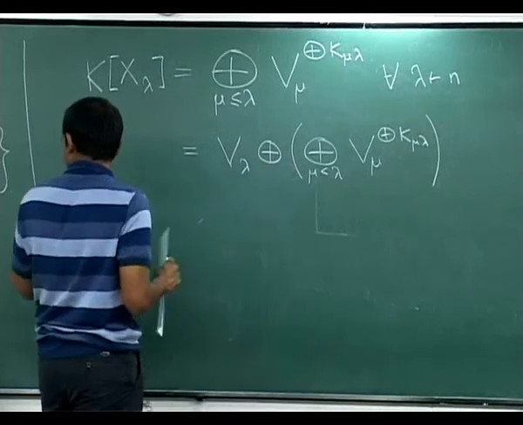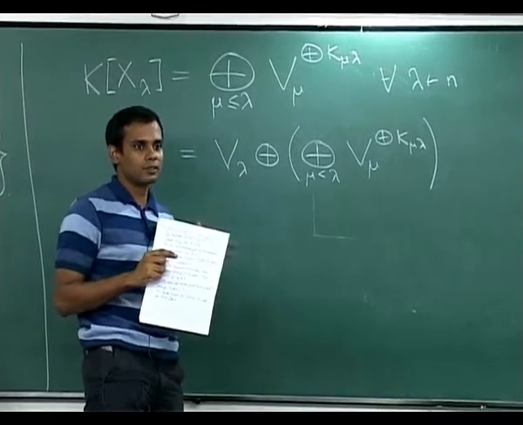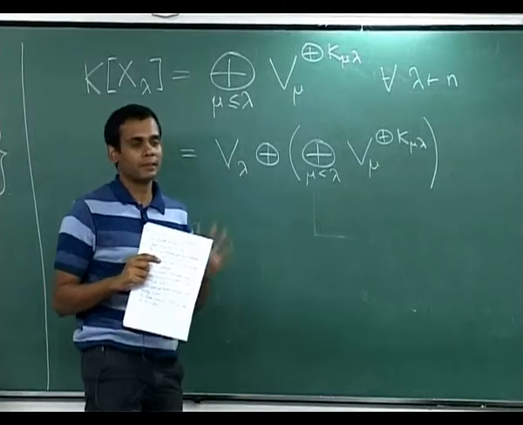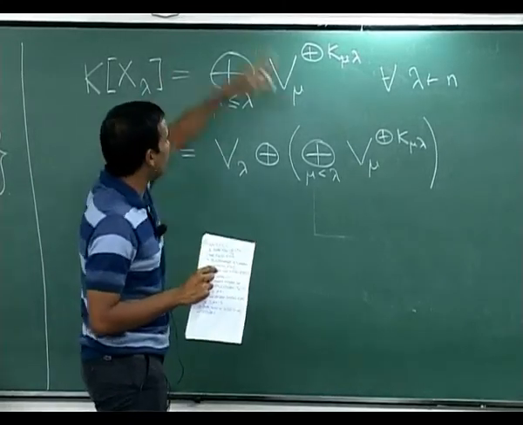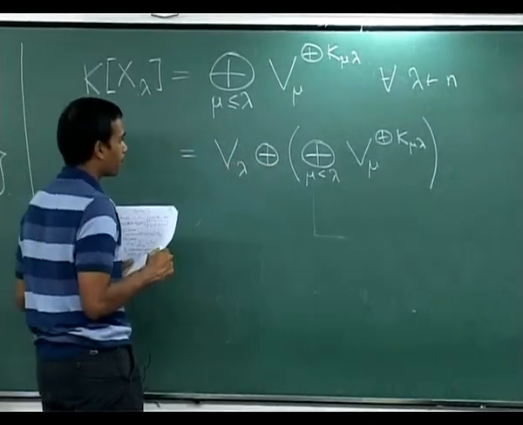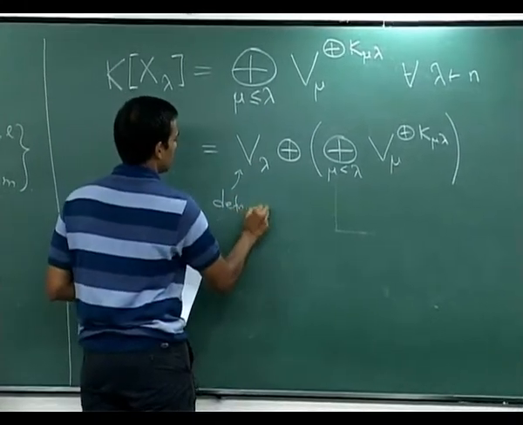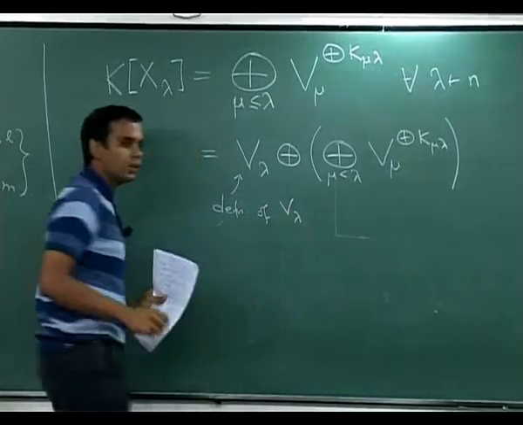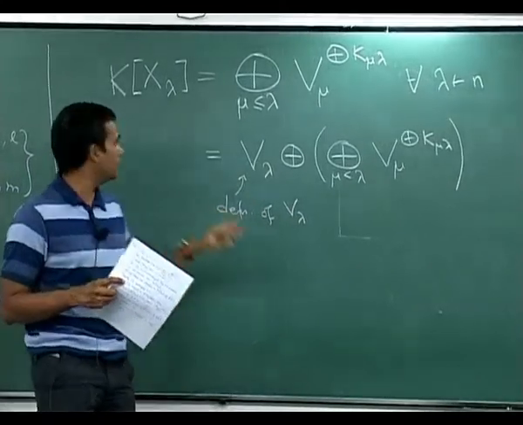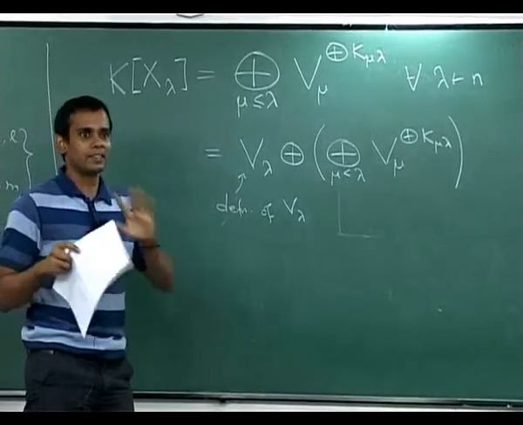Here I am assuming that the characteristic of k is greater than n, which means that the group ring is semi-simple, and throughout this lecture I will be assuming that. In that case you have semi-simplicity and complete reducibility. This can be thought of as the definition of V lambda. Certainly, it lets you identify V lambda uniquely and even compute its character algorithmically, provided you can compute the character of this thing, which certainly is computable in the strict sense of the word.